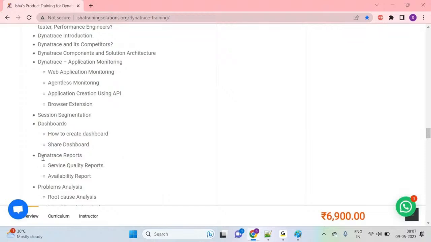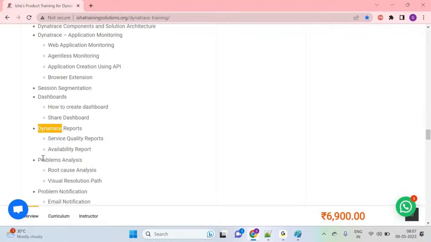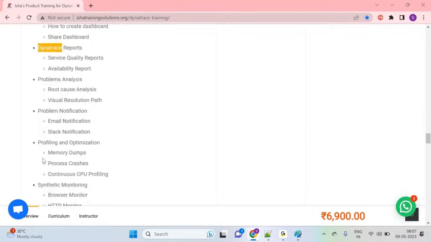And then the next one is Dynatrace reporting capability. I think in the current version they are doing some modification. We are going to get the service quality report and the availability report, and understand what they mean, that is, reading those reports. Okay, that is all we are going to get.